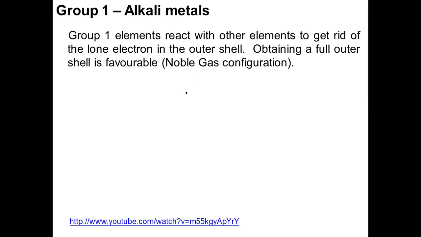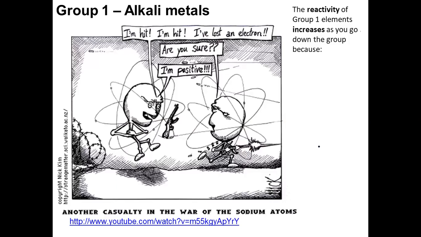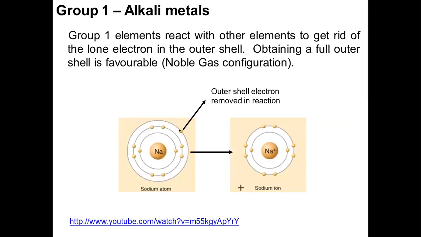So group 1 elements react with other elements to get rid of the lone electron in the outer shell. That makes them obtain a full outer shell, which is the favorable configuration, noble gas configuration, right? So you know that from your GCSE, the outer electron is removed, you become a +1, and that is very easy to happen. Why is that? Because that one electron is at a high distance from the nucleus, so it's very weakly held.